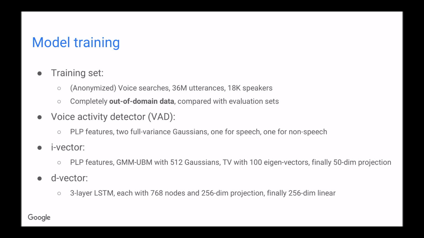Our D-vector model is a 3-layer LSTM. Each layer has 768 nodes with a 256-dimensional projection. There is a final linear layer of 256 dimensions.